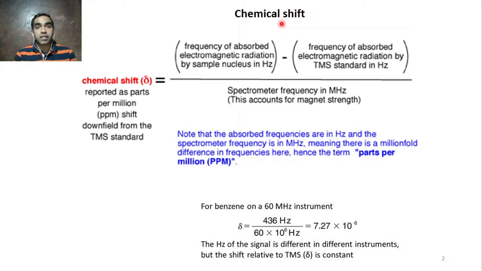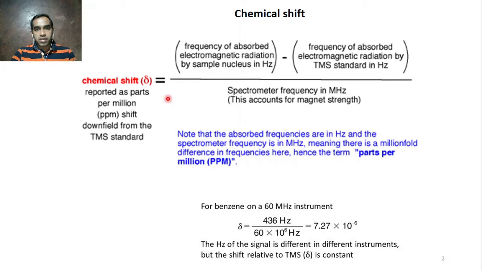So please note that whatever we discuss is restricted to proton NMR, though it is the same for other NMR. All our discussion, whatever the chemical shift, delta ppm, what we get, it's all about proton NMR.